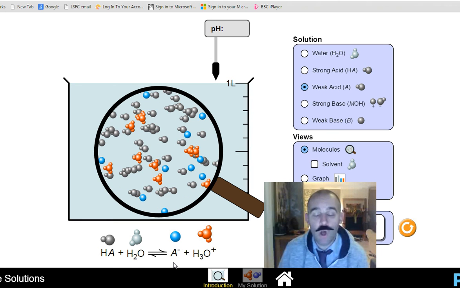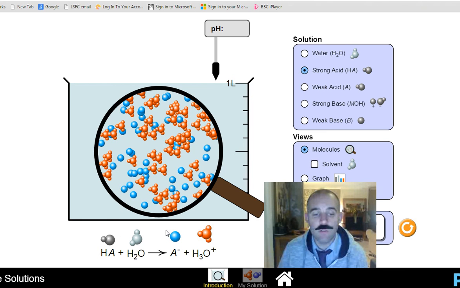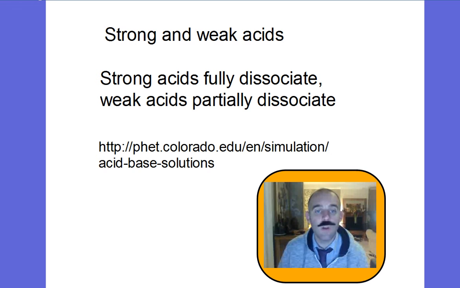This represents partial dissociation because not all of the acid dissociates into the ions. While in strong acids, it's complete dissociation. So that's where we get these lines here. Strong acids fully dissociate, weak acids partially dissociate. Okay.